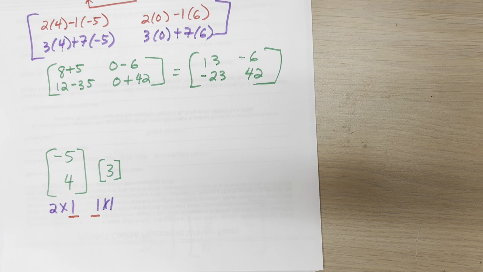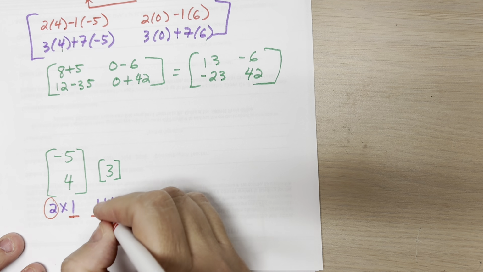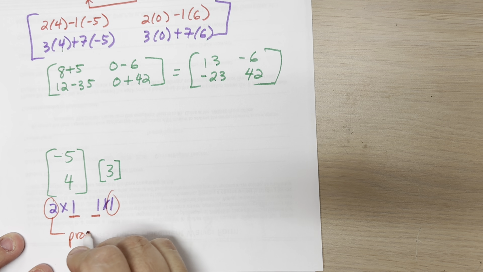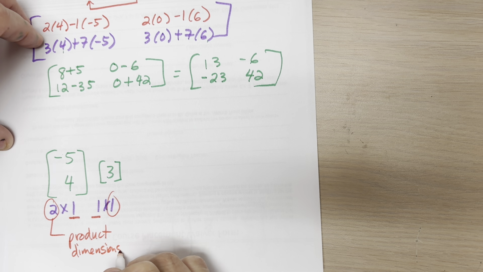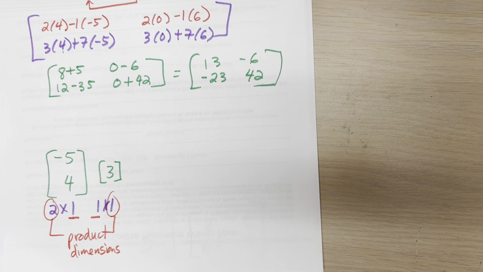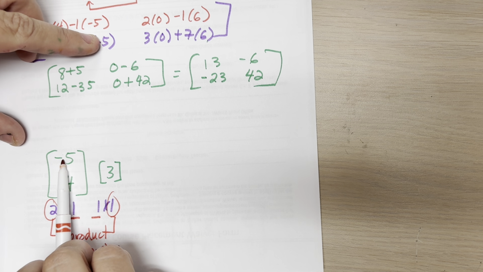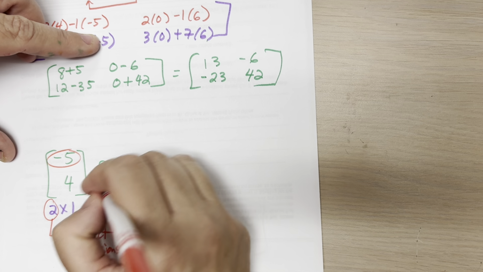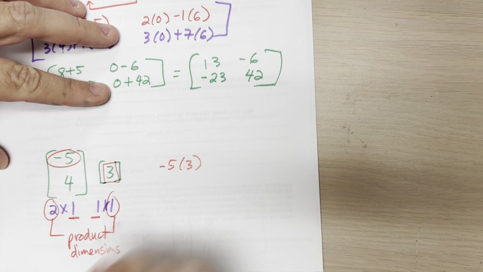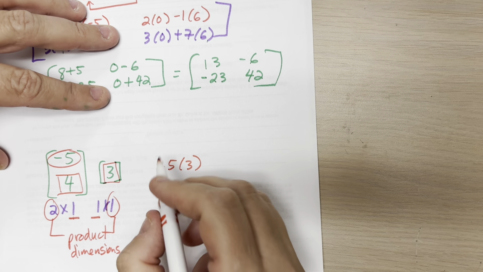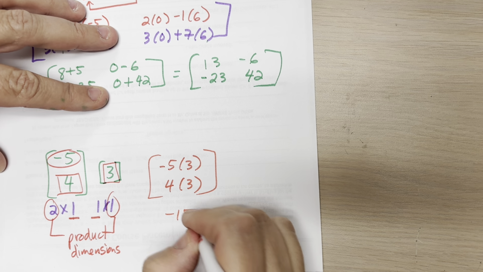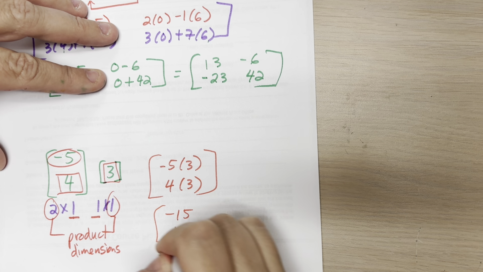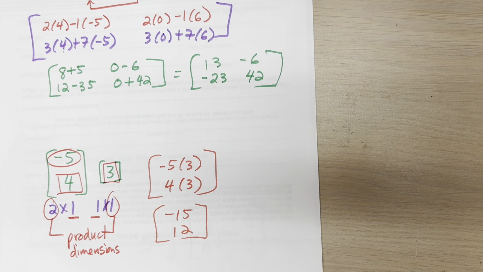Now what's strange here is that you can also look at these numbers on the outside, and that's going to give you the dimensions of your product. Product dimensions. I neglected to mention that previously. So we should end up with a 2 row by 1 column when we do this. Okay, so we're gonna go -5, because that's the first row, by the column 3. -5 times 3. And then we do 4 times 3. So we're gonna end up with -15, 12. That's it.